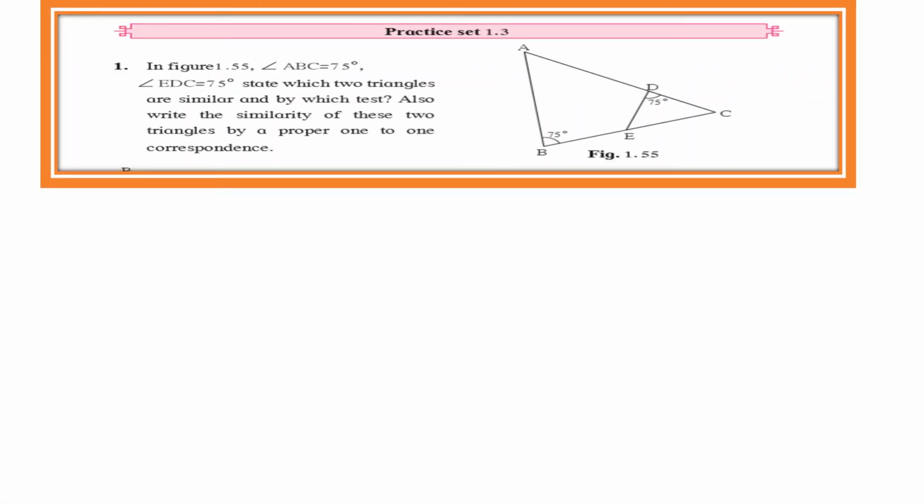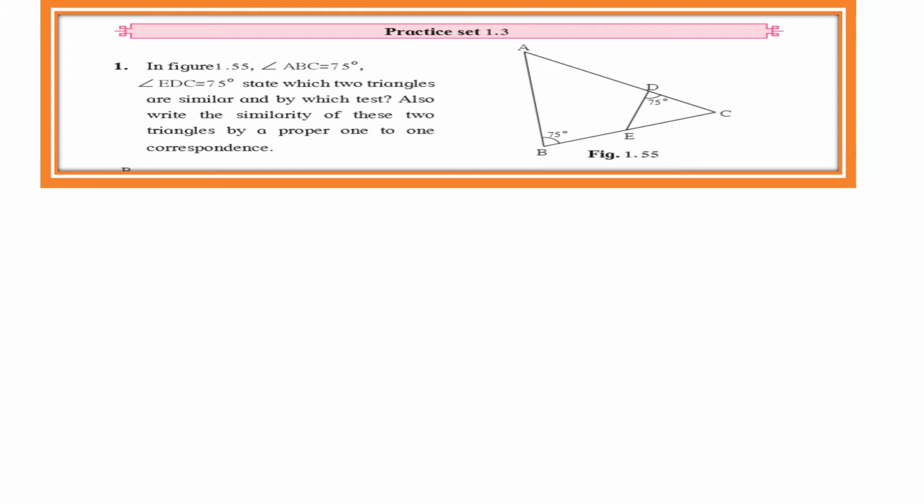Now let us solve these sums which are based on this test of similarity which we have done just now. You can see the first sum on your screen, practice set 1.3. In the triangle ABC, measure of angle B is given as 75 degree and measure of angle D is given as 75 degree. We need to find out whether these two triangles are similar or not, and if they are similar, by which test of similarity they are similar, and their correspondence we have to write.